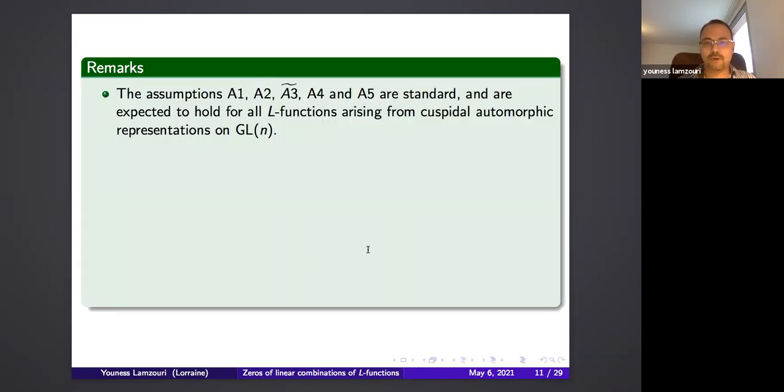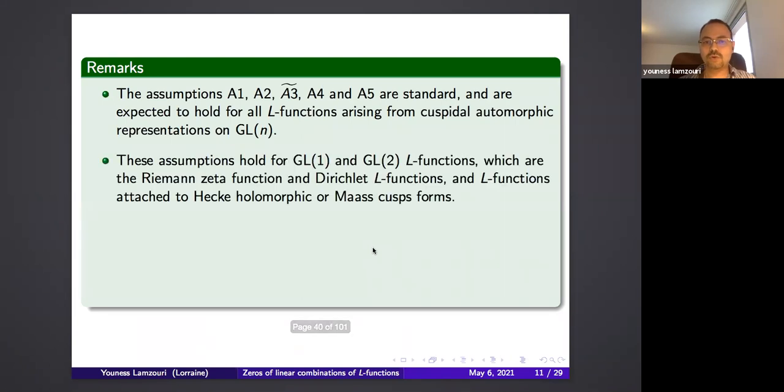So let me say a few words about these assumptions. These assumptions are standard and are expected to hold for all L functions arising from cuspidal automorphic representations on GL_n. In particular, they hold for all L functions of degree one and degree two, which we saw before, and which are, in the case of degree one, the Riemann zeta function and Dirichlet L functions, and in the case of degree two, L functions attached to holomorphic cusp forms or Maass cusp forms. So even the zero density, for example, is proved for all these, as well as the weak Ramanujan, et cetera, and Selberg orthonormality.